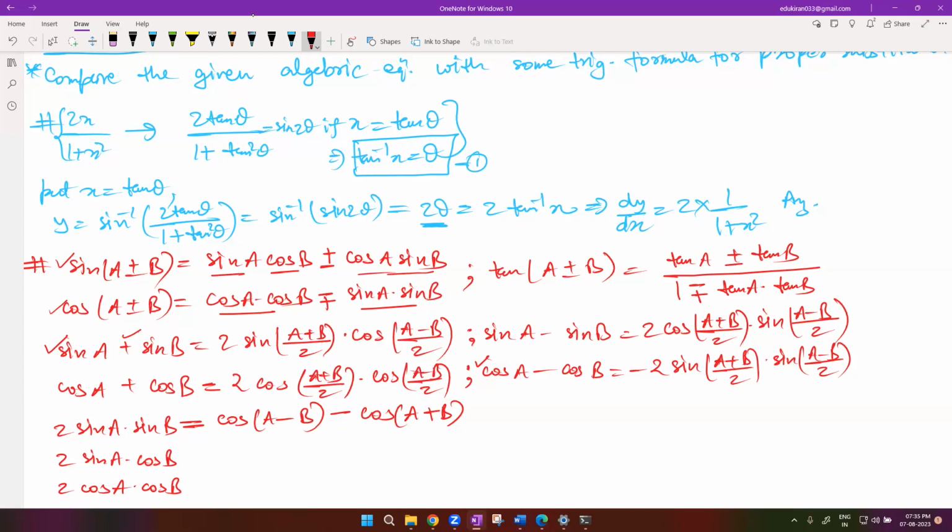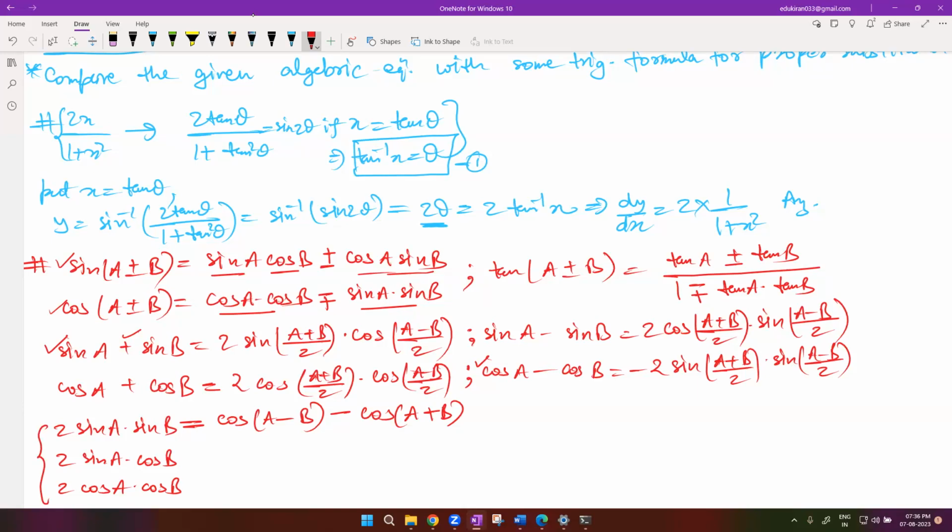For that, you just need to remember the first two properties, sine of A plus B and cos of A plus B. Even just remembering sine of A plus B will be enough. You can create all of the other identities with the help of sine A plus B or cos A plus B. And there is no trick to remember these three. These three you will have to remember as they are.